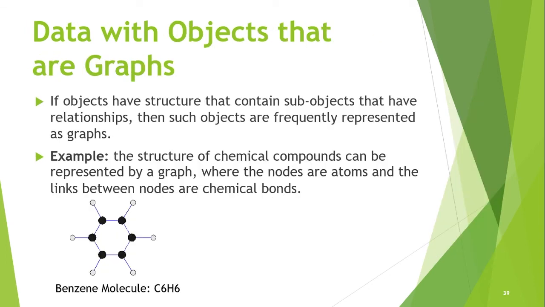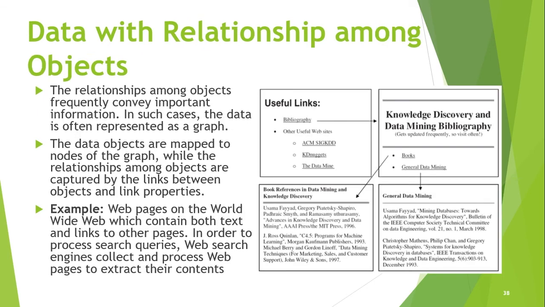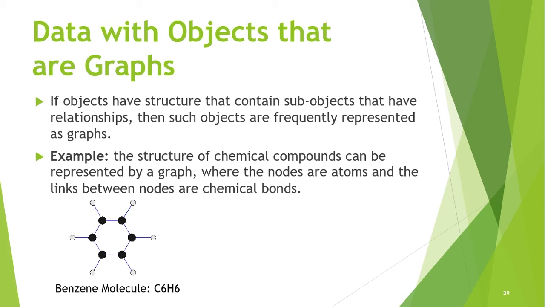The second type, which is the data with objects that are graphs. Doon sa kabila, yun sa isa yung kanina, data with relationship among objects. So, objects ang may relationship, object to object. In here, object mismo yung graph. Mismong yung object ang graph.